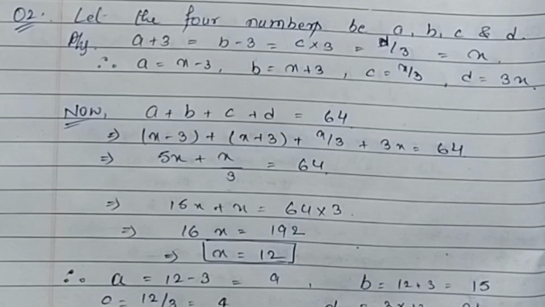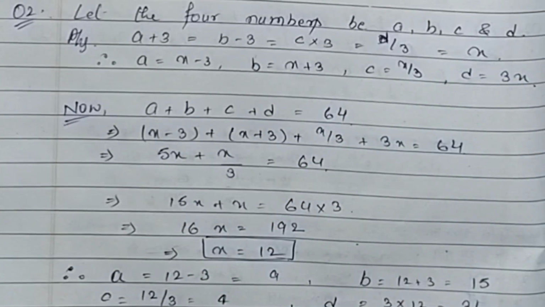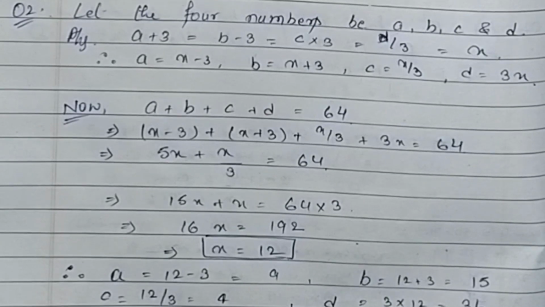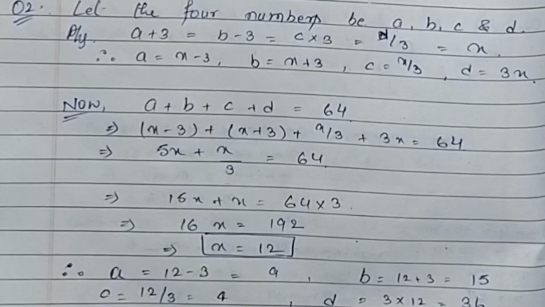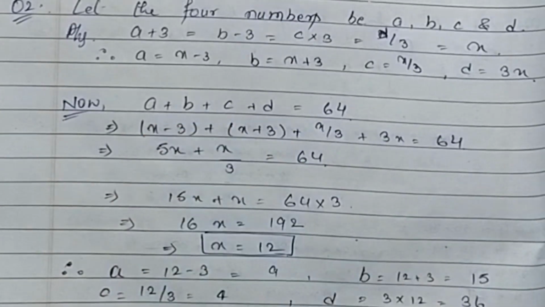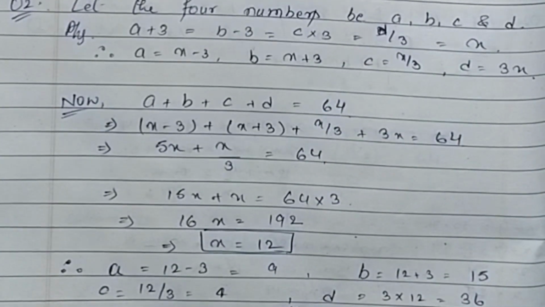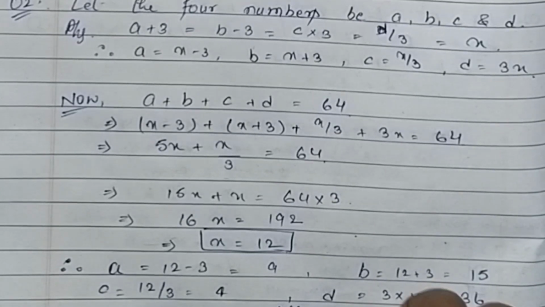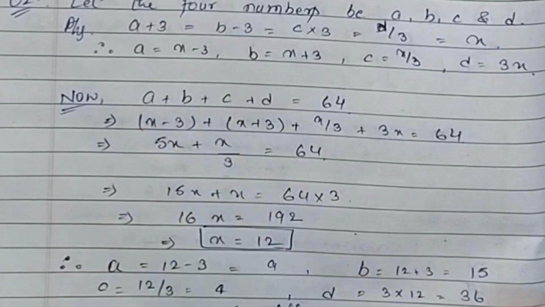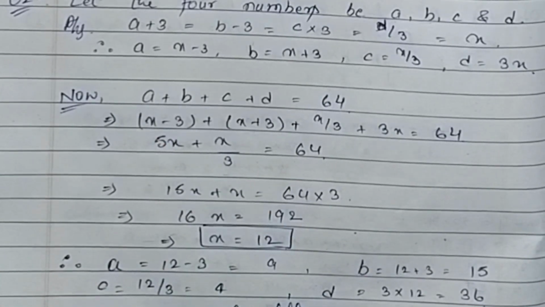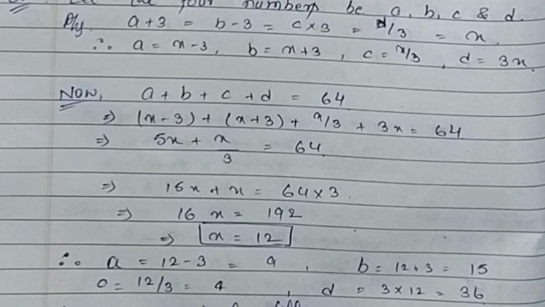So for that, we have assumed that the four numbers would be A, B, C and D. After that, the conditions are given as follows: 3 is added to the first number. Then the second number we assumed is B, and from B 3 is subtracted. After that, our third number is C, and the third number is multiplied by 3. After that, the fourth condition is that the fourth number is divided by 3.